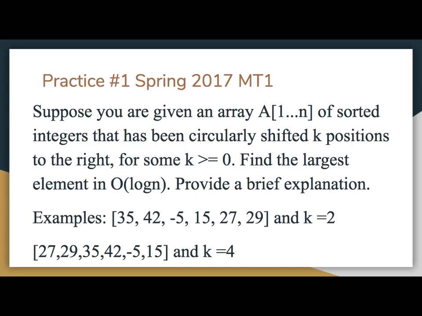Okay, and here are some examples of the input, like 35, 42, -5, and 15, 27, 29. This is shifted by 2, and then we have one shifted by 4. So this is your input. You do not know k. You just know that k is some non-negative integer. Any questions? What are the questions on this problem? Okay, so I'll give you a couple of minutes to approach this problem.